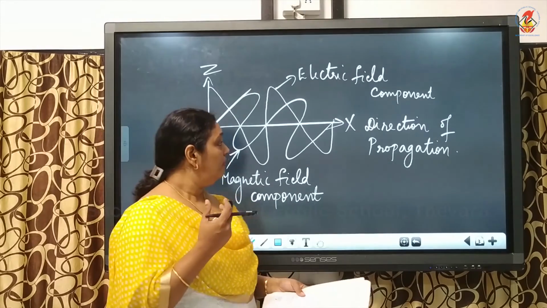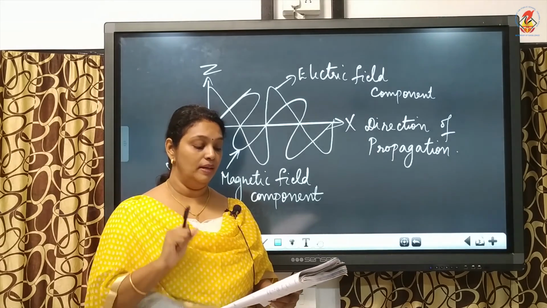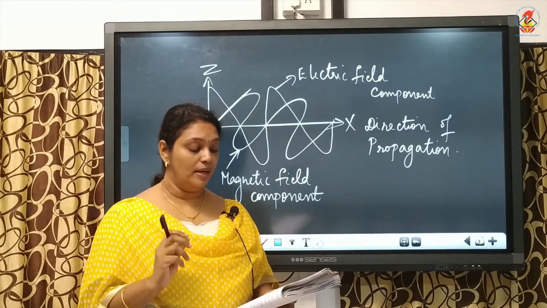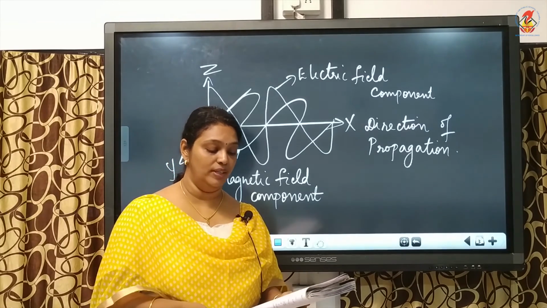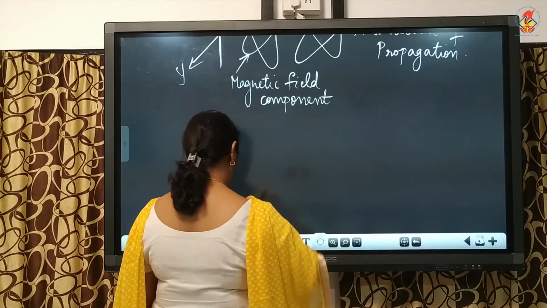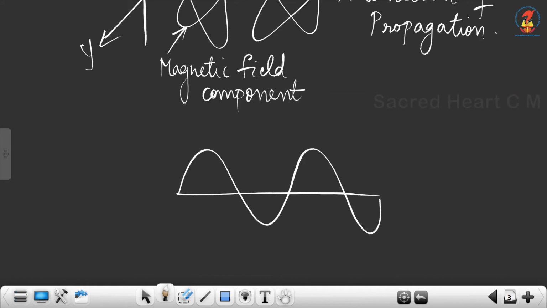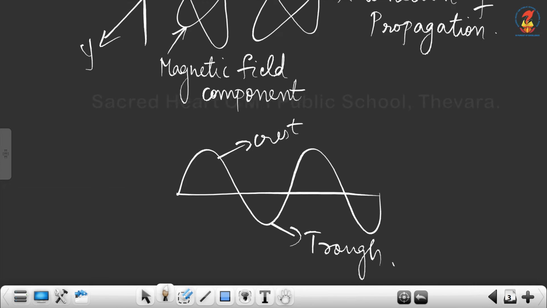What do you mean by waves? Waves are disturbances that originate from some vibrating source, and they travel outwards as a continuous sequence of alternating crests and troughs. If you draw a wave, we have a crest and a trough. This is the crest and this is the trough. The point of maximum upward displacement of a wave is called the crest, and the point of maximum downward displacement of the wave is called the trough.